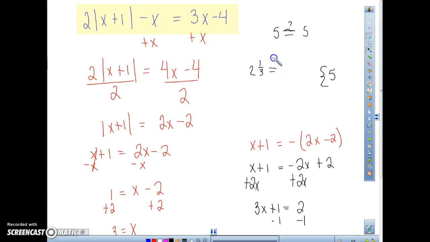And we want to know, does it equal the other side? 3 times 1/3 minus 4. Now on that side I get negative 3, so they don't equal. So I'm not sure why I wrote 5 over here, because the answer was 3, wasn't it?